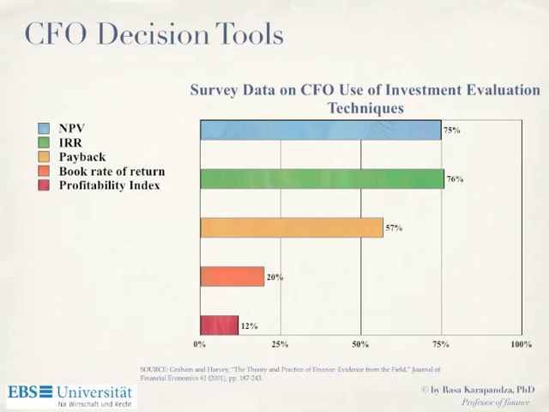Try to interpret this chart in a bit different way. Don't think about what CFOs do. Think about it like this. What is the probability that my boss will ask me to calculate net present value? By looking at this picture, you can say 75%. This is a pretty high chance. What's the probability that I will need to know and work with internal rate of return? Also pretty high chance.